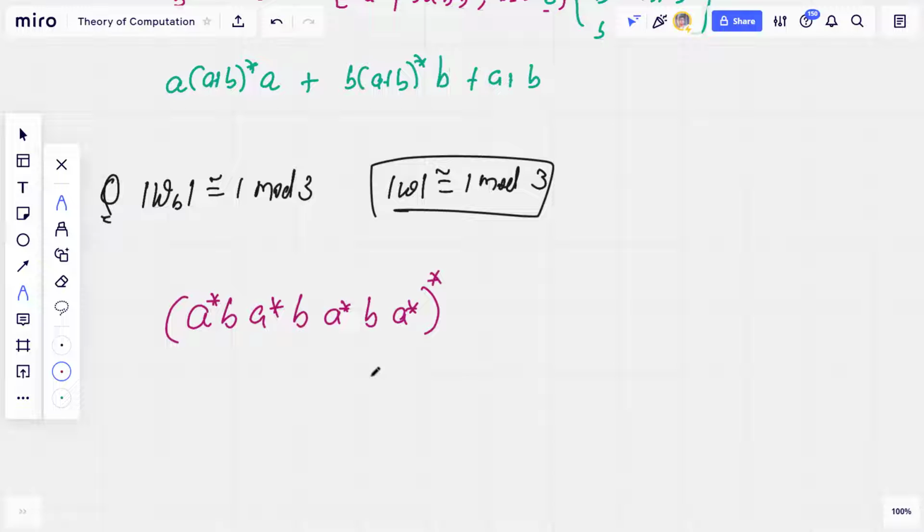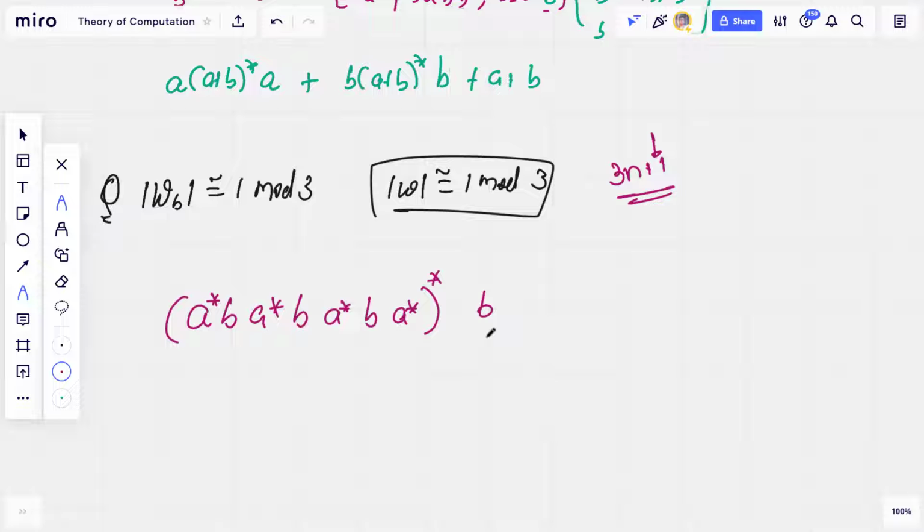Now I just need to append one more b. What I'm saying is I want the number of b's to be 3n plus 1. That's what I want. The star part makes sure the number of b's is 3n, and if I append 1b, it will make sure that the number of b's is congruent to 1 mod 3. Is this the answer?